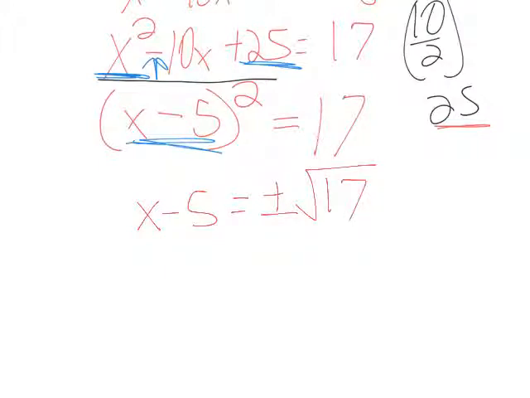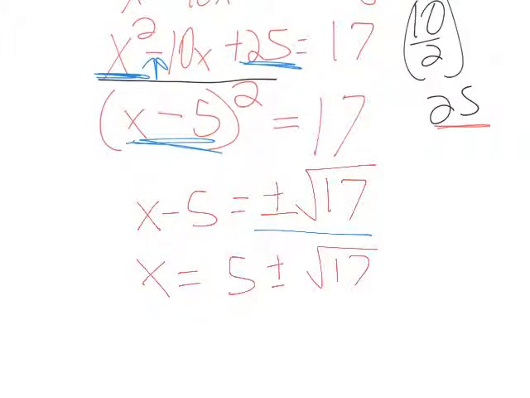I can't simplify this any. Okay, 17 is not a perfect square, and besides 1, it doesn't have a factor that is a perfect square. So all I can do here is move that 5 over. So I've got 5 plus or minus the square root of 17.